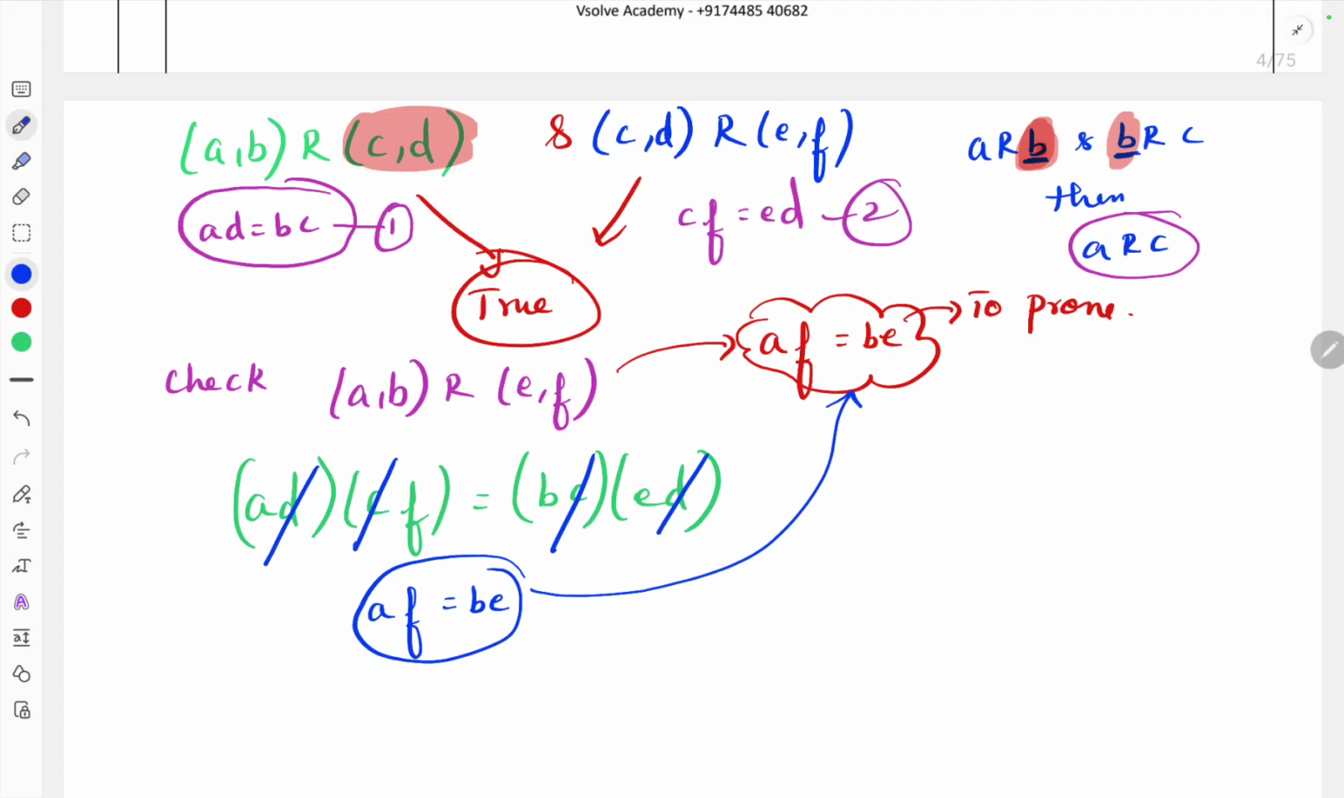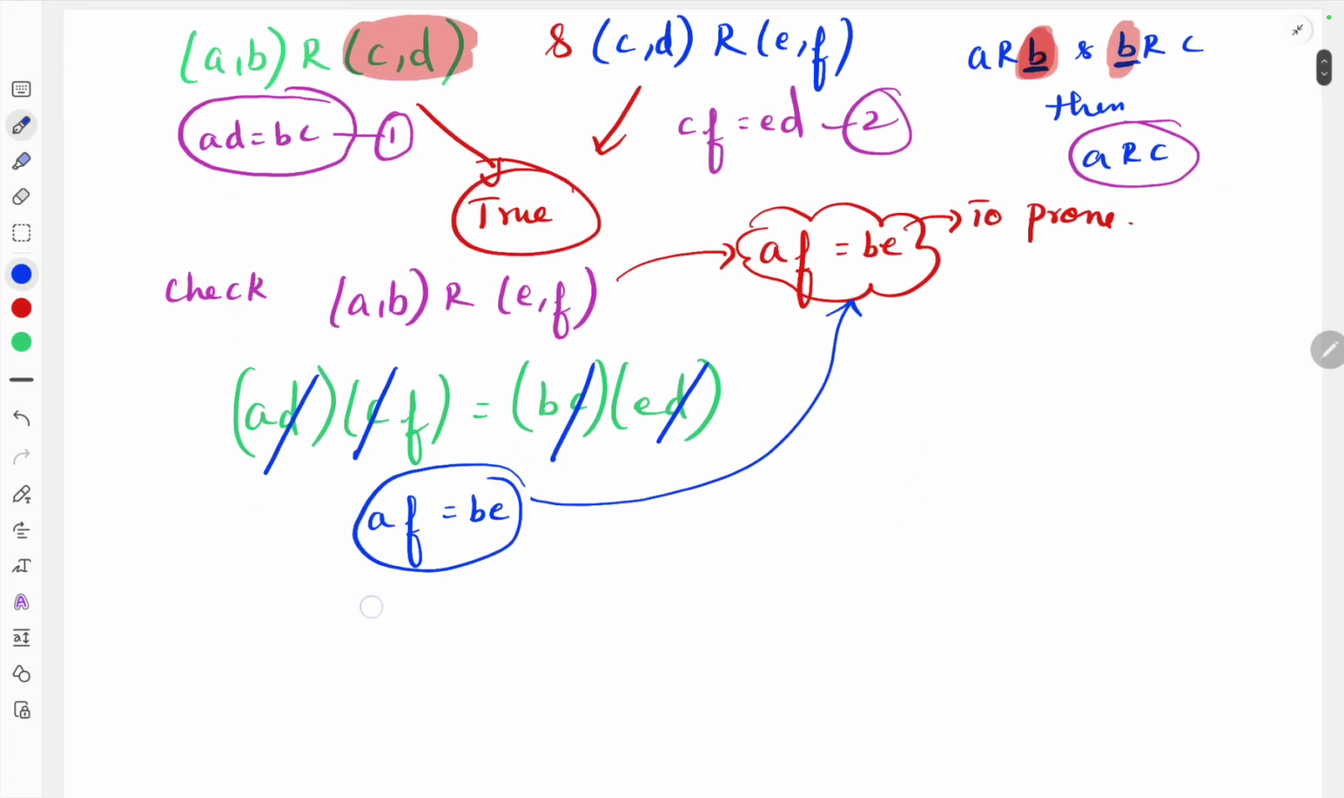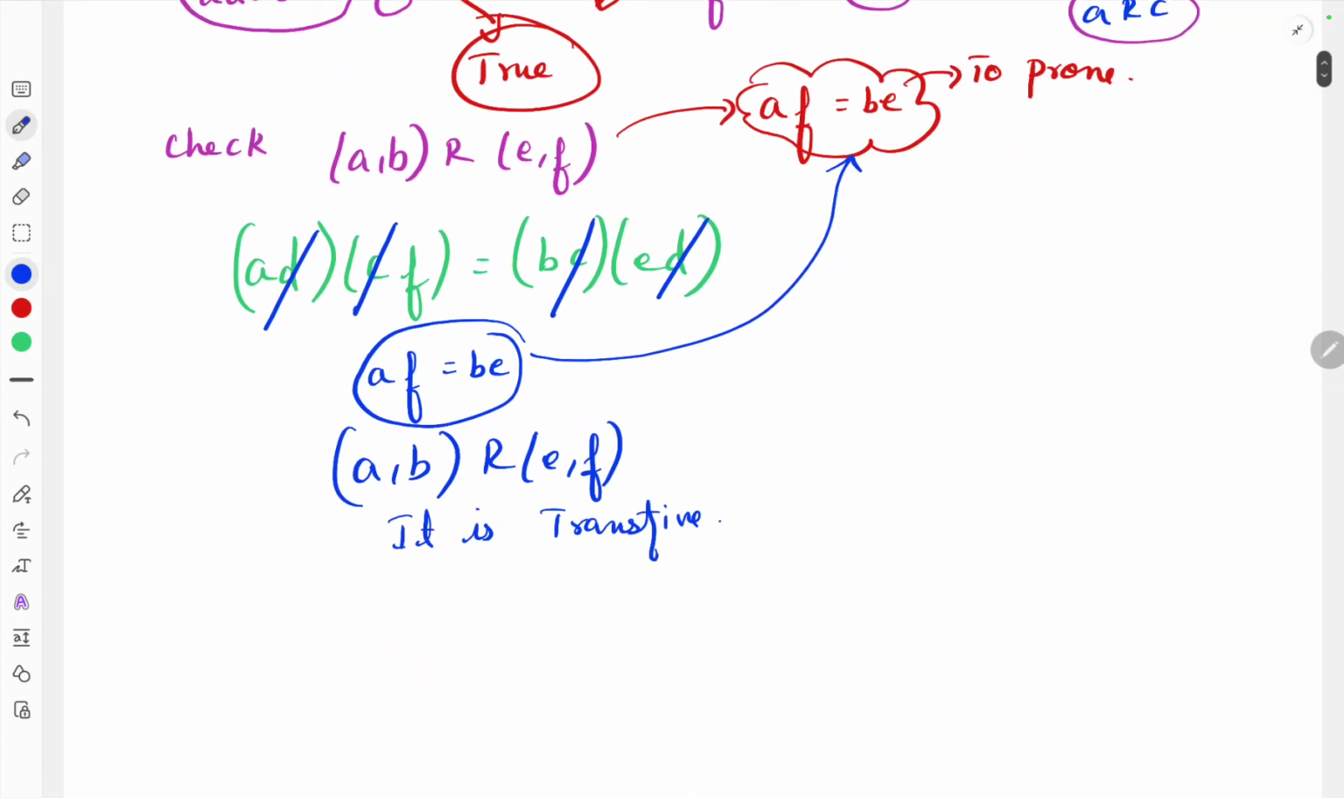So if we have AF equal to BE, then (A, B) is related with (E, F). So from here we proved it is transitive also. So we proved it is reflexive, symmetric as well as transitive, which means I can say it is an equivalence relation, since we proved reflexive, symmetric and transitive.